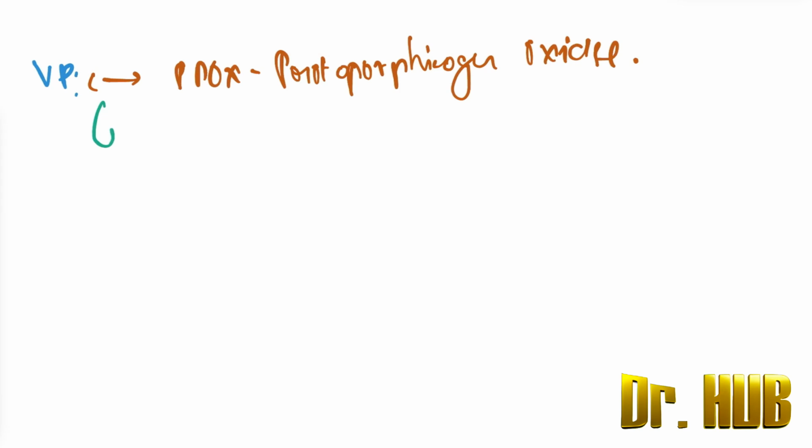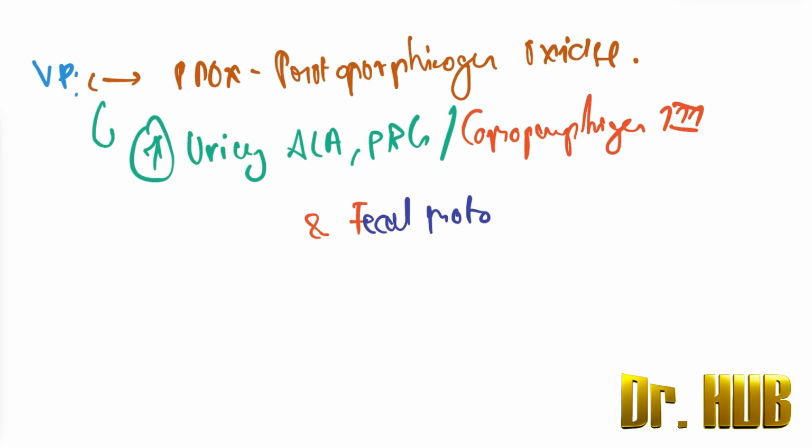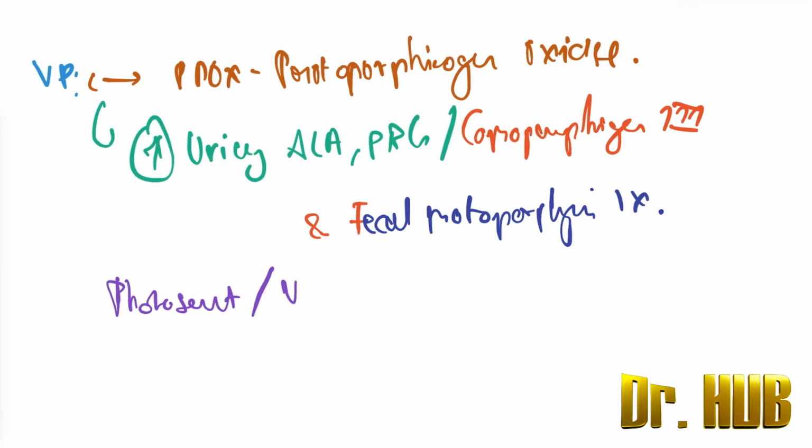What will be the lab finding here? The lab finding will be an increase in urinary ALA, PBG as well as coproporphyrinogen 3, and the fecal protoporphyrin 9. What are the clinical features? There is the presence of photosensitivity, and there are some neurological symptoms as well as DD, that is, developmental delay.